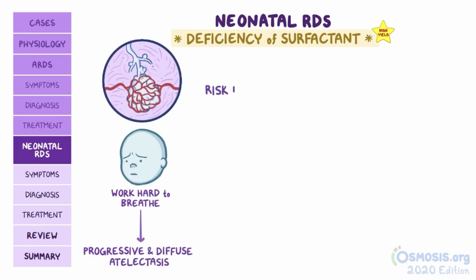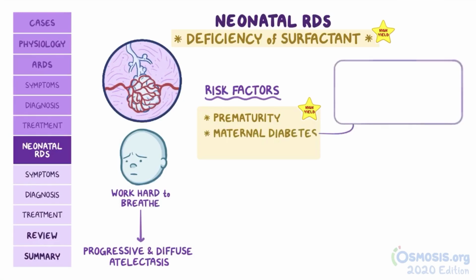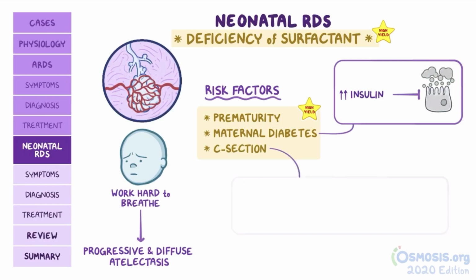Now, there are some risk factors associated with the disease that are commonly tested. First, there's prematurity, usually because the lungs are not mature enough to produce surfactant. Next, maternal diabetes can cause increased insulin levels in the infant, which interferes with surfactant production. C-section delivery is another cause.